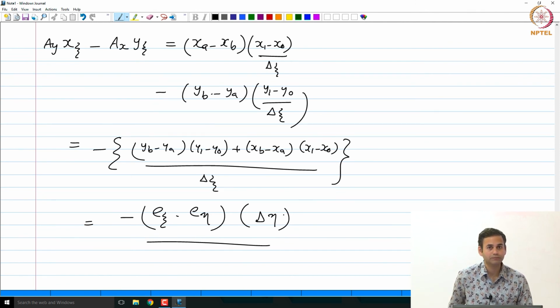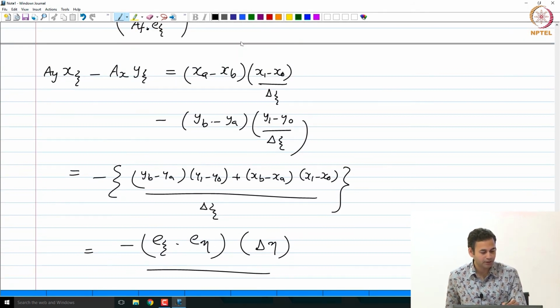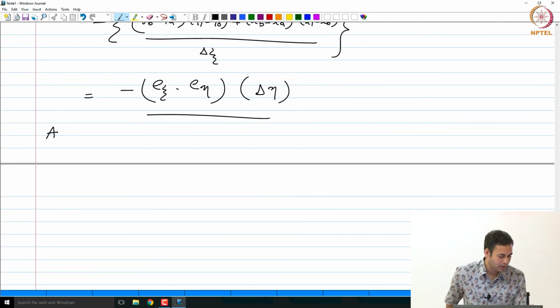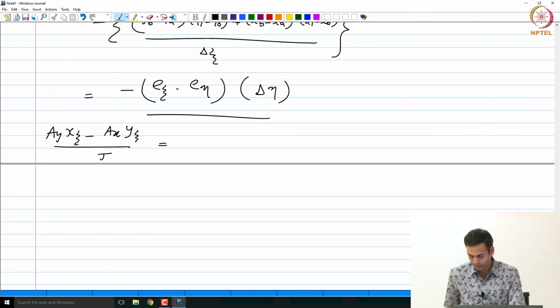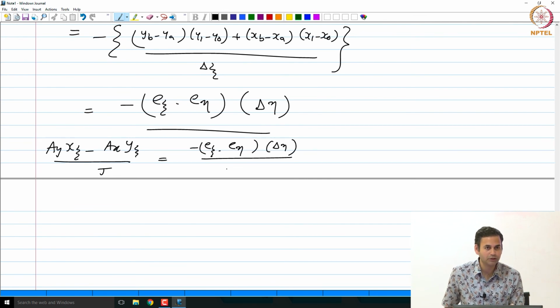Fine, everybody able to follow? Okay, fine. So, what is the total expression we have for the second term? Basically this quantity divided by Jacobian. So that would be, if I put it back, the second one is a y xi minus a x y xi upon Jacobian is what is multiplying partial phi partial eta. So that would be minus e xi e eta times delta eta upon how much was Jacobian?